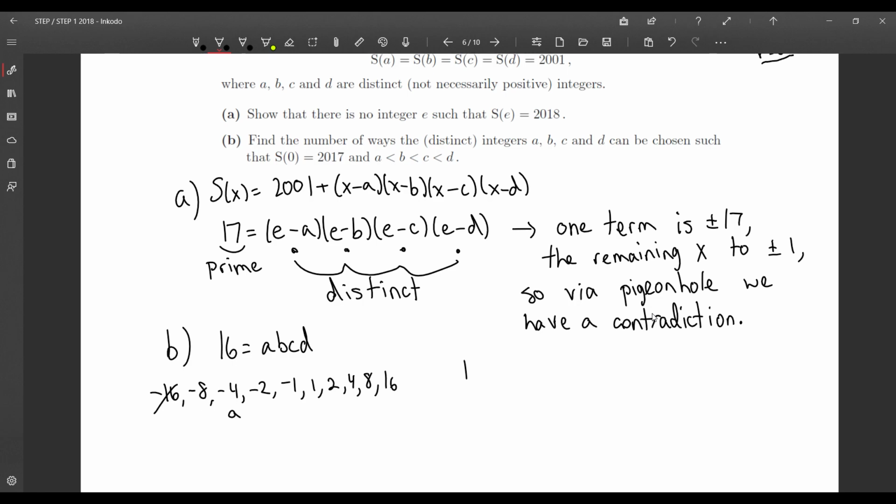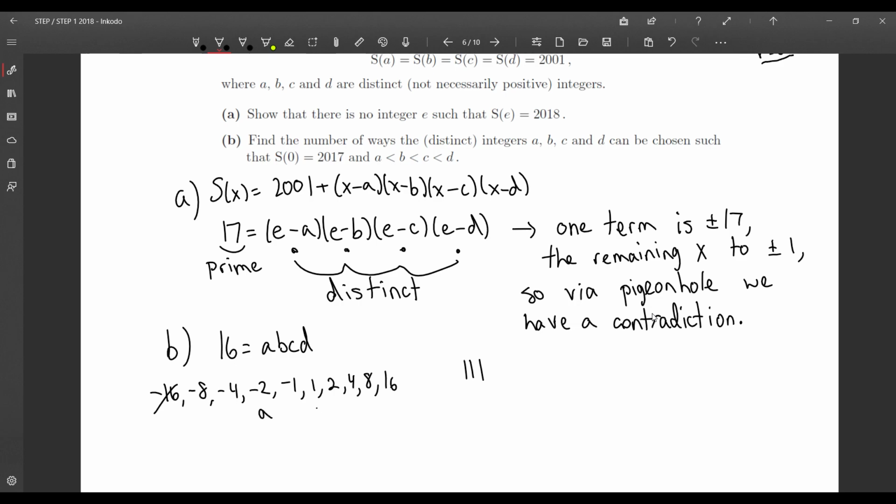Next, if A is negative 4, then these have to multiply to negative 4. We have to have one negative, right? So we could have B, C, D, right? And that's the only way. Or we could have B, C, D. So that gives us two possibilities.